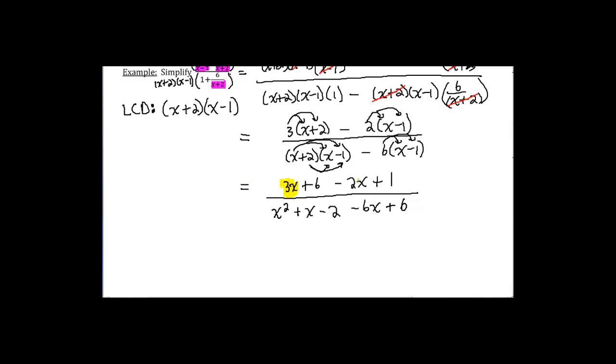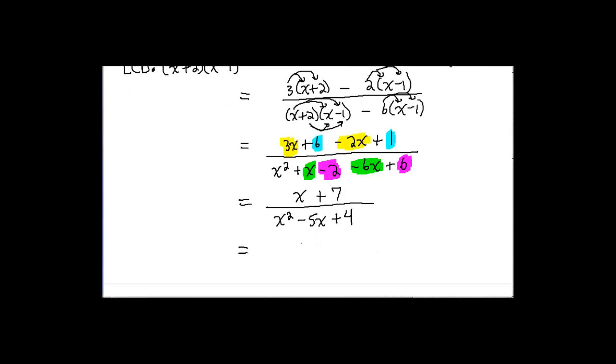I have a 3x and a minus 2x. And a 6 and a positive 1. And so when I combine those terms, I'm going to be left with x plus 7. In my denominator, I only have one squared term, that's x squared, but I do have an x and a minus 6, and I also have a minus 2 and a plus 6. And so I'm going to combine those terms. That'll give me a minus 5x plus 4.